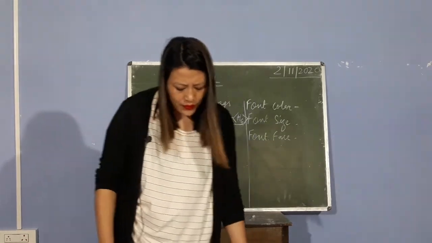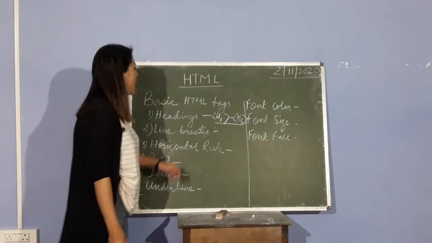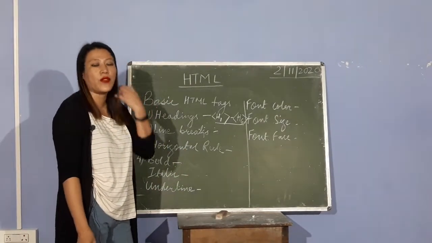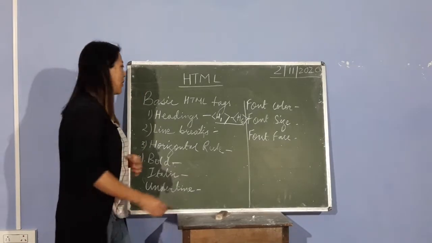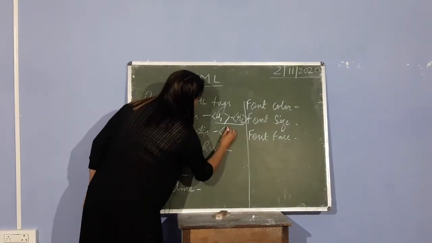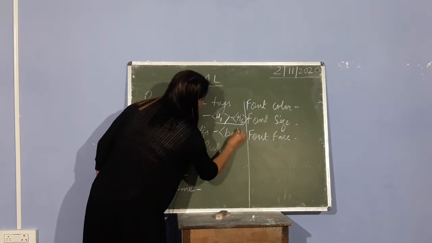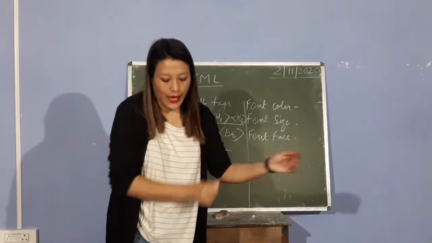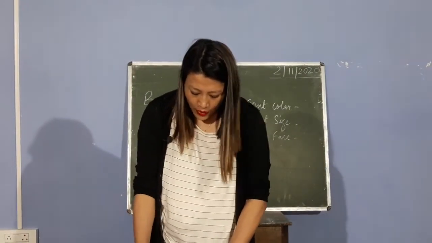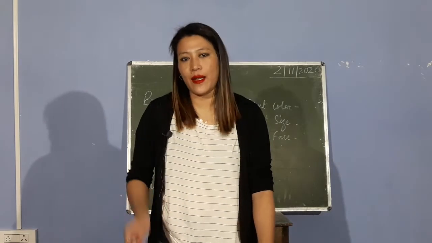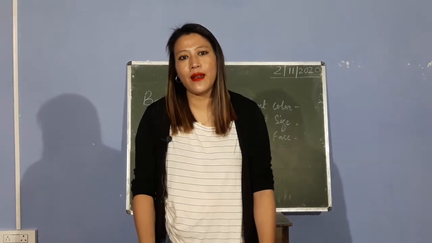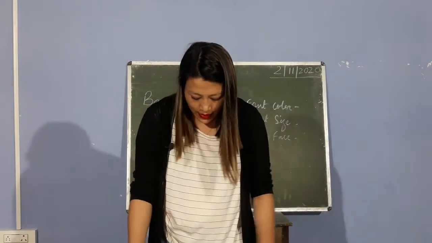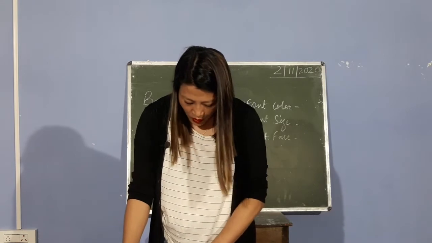Next comes line breaks. Whenever you need to break your paragraph in your web page, whenever you need to break the line, then you have to give a tag called BR. This is your tag to break the line. BR is for line break. When a line ends, if you give BR, then a new line will start. That is called line break or BR.